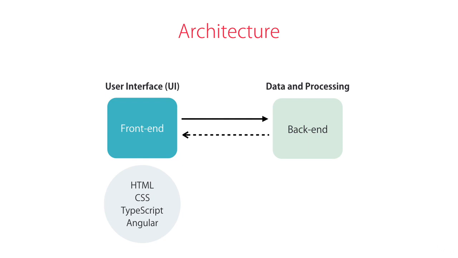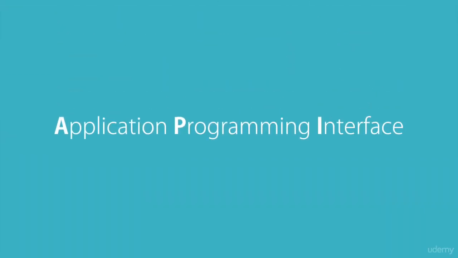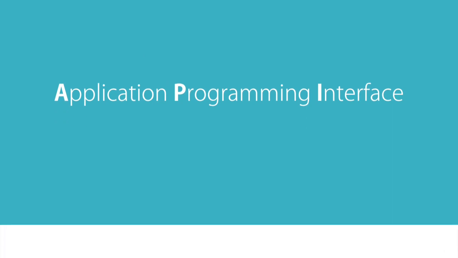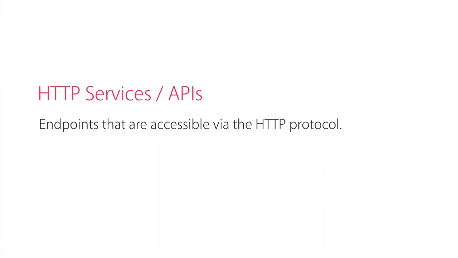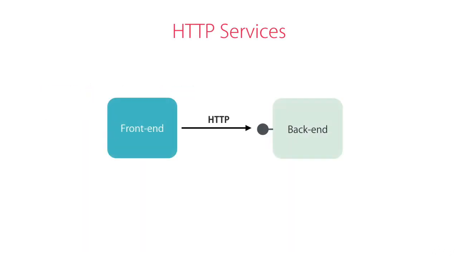So here we often have one or more databases, as well as a bunch of HTTP services or APIs to make this data available to the clients. In case you don't know, API stands for Application Programming Interface. Now, if you put this fancy name aside, these HTTP services or APIs are essentially endpoints that are accessible via the HTTP protocol. So we can call them using simple HTTP requests to get or to save the data.